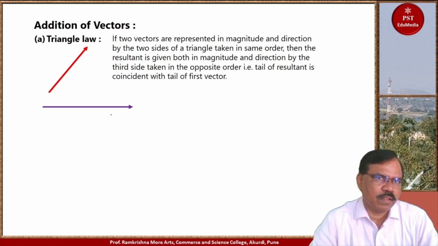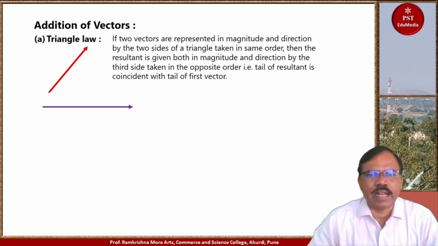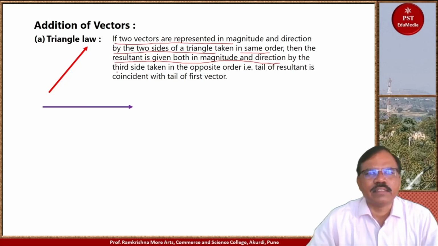Triangle law. If two vectors are represented in magnitude and direction by the two sides of a triangle taken in same order, then the resultant is given both in magnitude and direction by third side taken in the opposite order, that is tail of resultant is coincident with tail of the first vector.